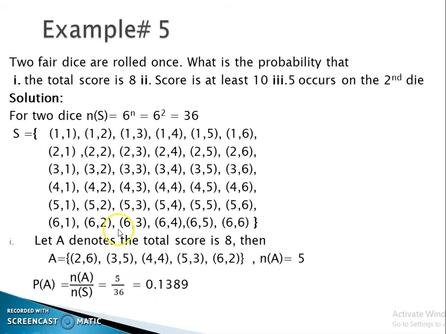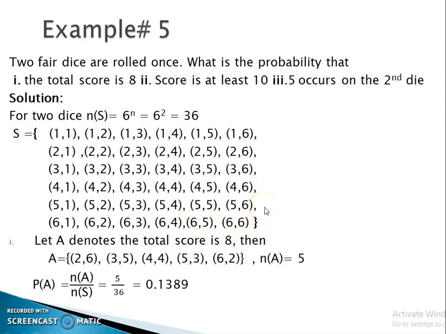Example number 5. 2 fair dice are rolled once. What is the probability that the total score is 8, the score is at least 10, and 5 occurs on the second die? For 2 dice, the number of sampling points in the sample space is 6 raised to power n, where n is equal to 2. So 6 power 2 equals 36. The sample space will consist of (1,1), (1,2), (1,3), (1,4), (1,5), (1,6) and so on, up to (6,1), (6,2), (6,3), (6,4), (6,5) and (6,6).